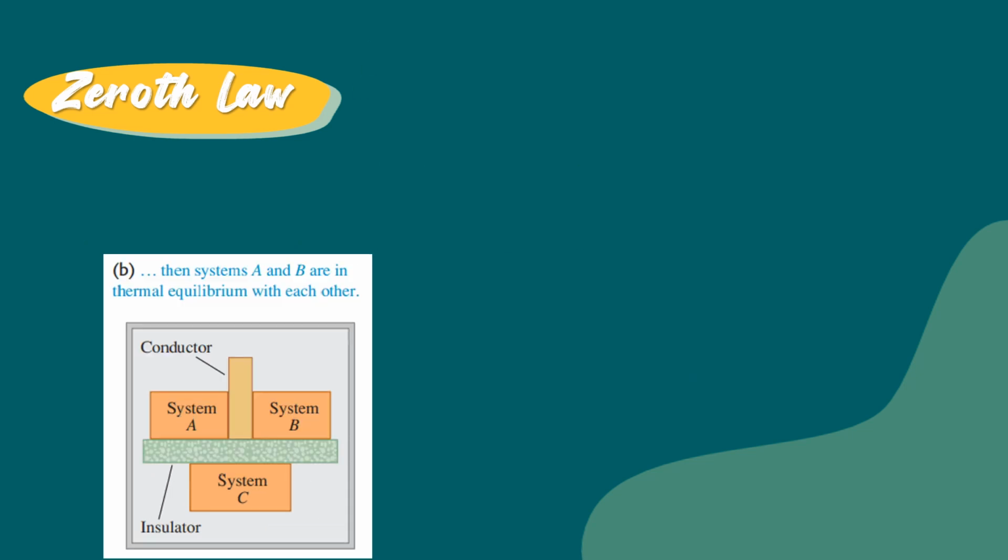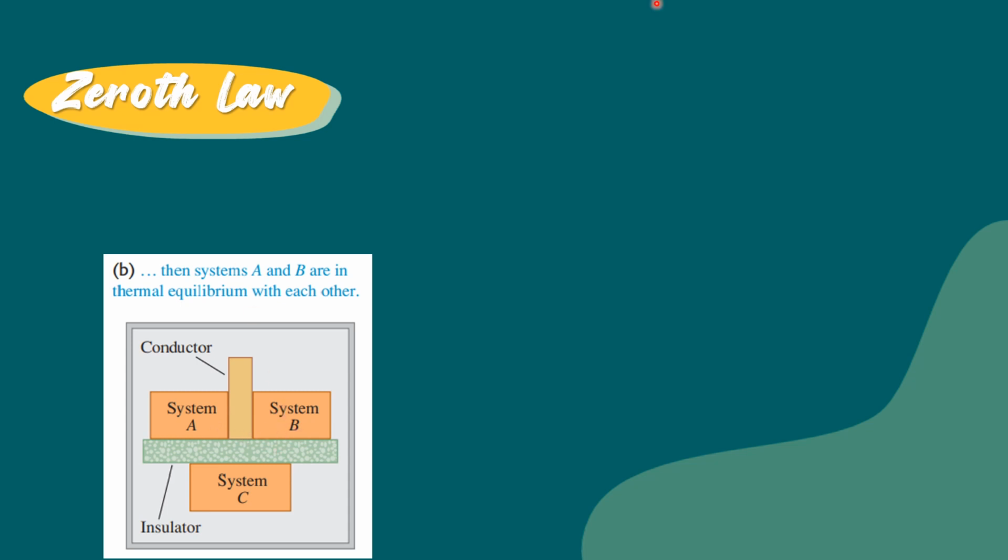To prove that, we can actually change the setup. If we replace the insulator that was initially separating systems A and B with a conductor and place an insulator between systems A and C and systems B and C, we will notice that systems A and B will not transfer heat to each other, which means that these systems are already in thermal equilibrium with each other.